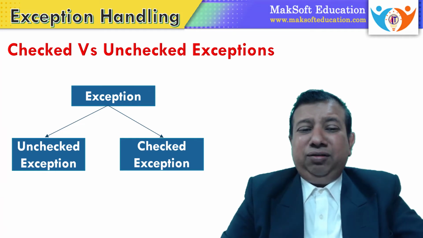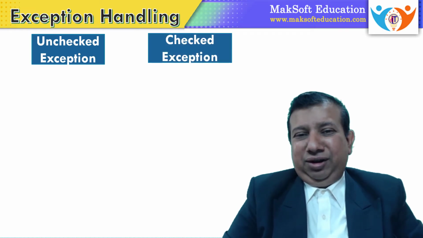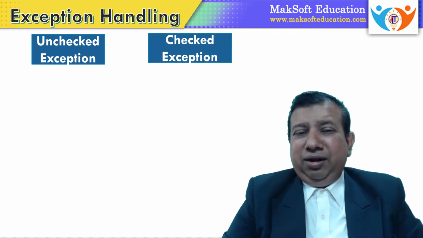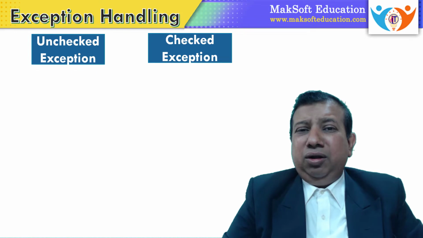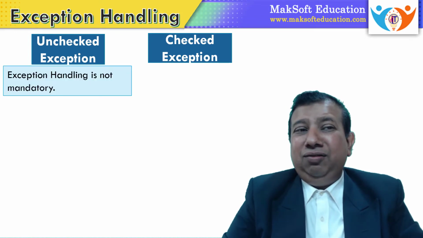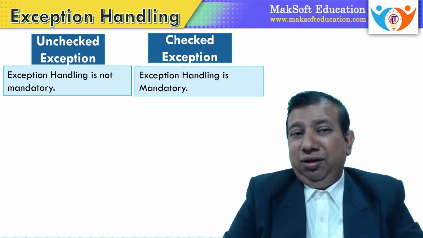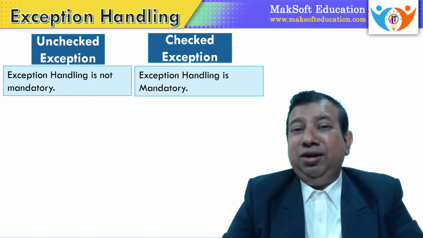Let us try to understand differences between unchecked exceptions and checked exception. Unchecked exception, these are optional to handle. It is not mandatory to handle these exceptions. So exception handling is not mandatory. But in case of checked exception, exception handling is mandatory as these exceptions are already known.